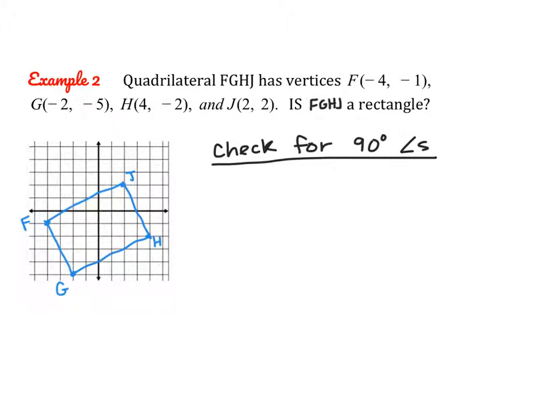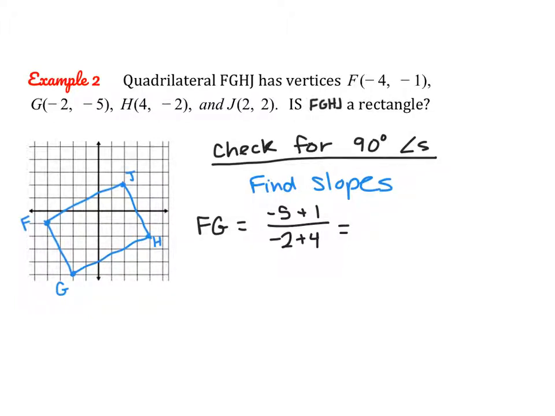So we are going to want to find the slopes of all 4 of those line segments. So let's start with the slope of FG. So we're finding F to G. So we can do y2 minus y1 over x2 minus x1. And if we simplify that, we get -4 over -2, positive 2, which is a slope of -2.